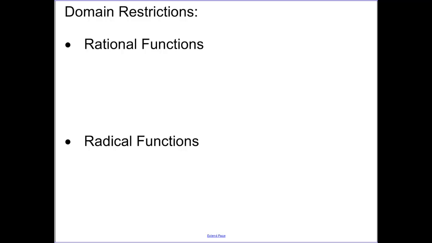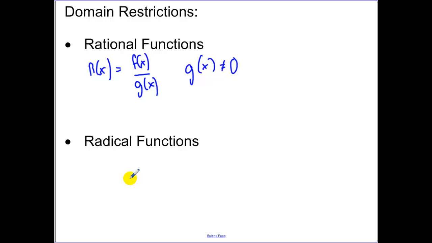Okay, domain restrictions. There's really two types of functions that have domain restrictions. Rational functions. So a rational function is when we have a function on top over another function. And really the domain restriction there is the bottom function cannot equal 0 because we can't divide by 0. Now for radical functions, when we have some certain root of some function underneath a radical sign, there's really two cases.